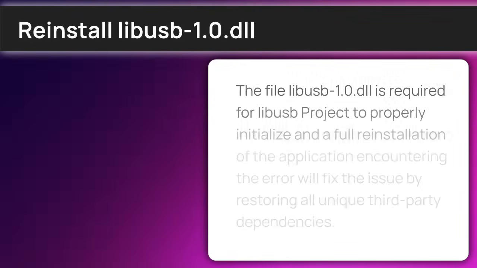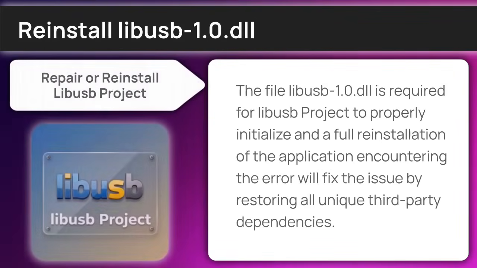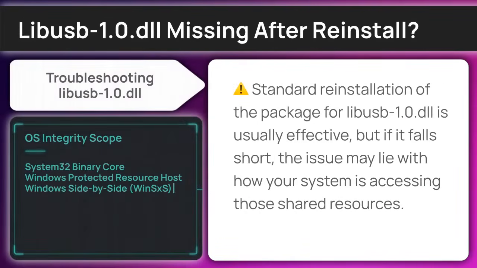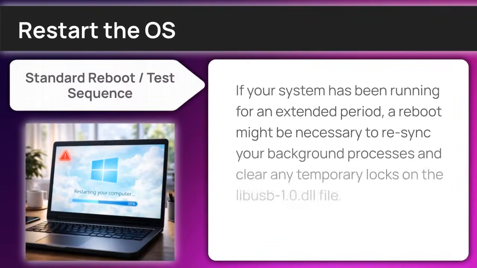The file Libusb 1.0 library DLL is required for Libusb Project to properly initialize, and a full reinstallation of the application encountering the error will fix the issue by restoring all unique third-party dependencies. Should the reinstallation fall short, the next step in our protocol is to validate the integrity of your system's startup environment. A full system restart clears the temporary memory cache and allows Windows to attempt a fresh initialization of all required libraries, including Libusb 1.0 library.